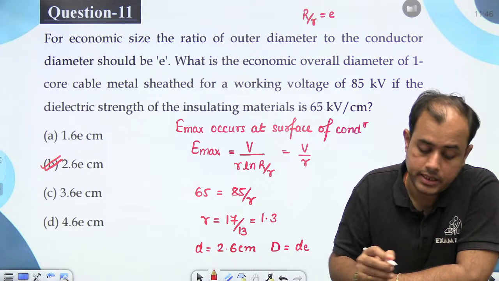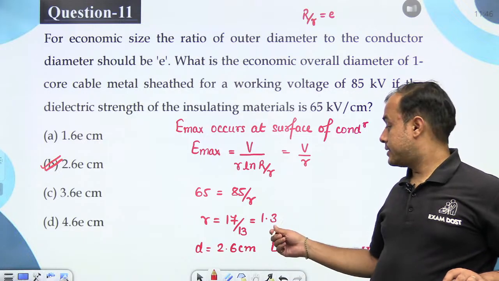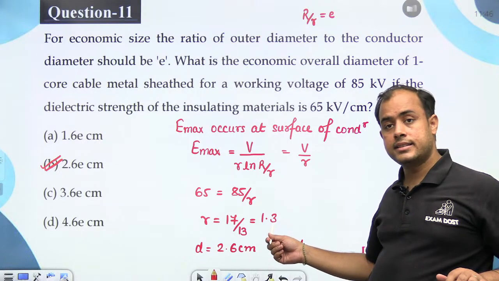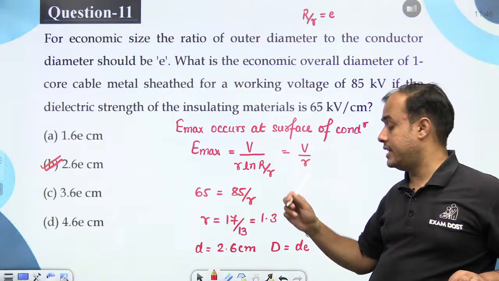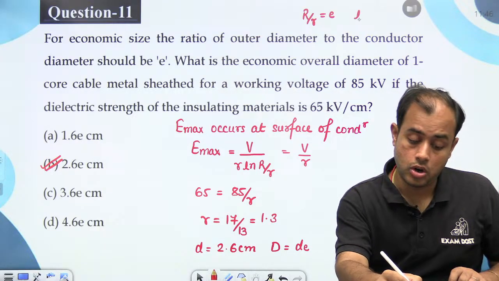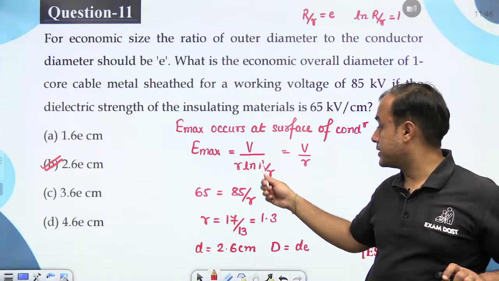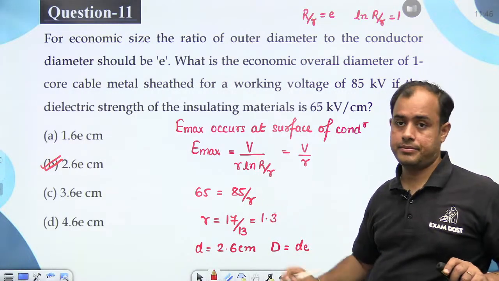So outer diameter is 2.6 E. Radius, this is the conductor radius. Okay, R by R is E. So log R by R is 1. So that is why this is 1. So it becomes V by R.